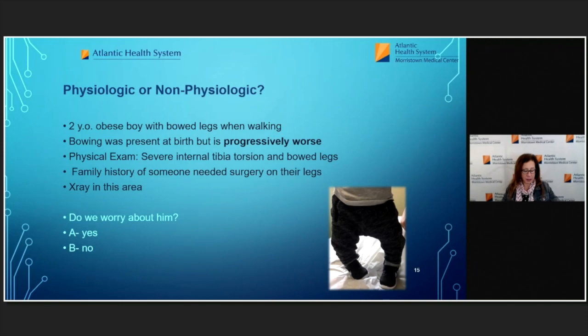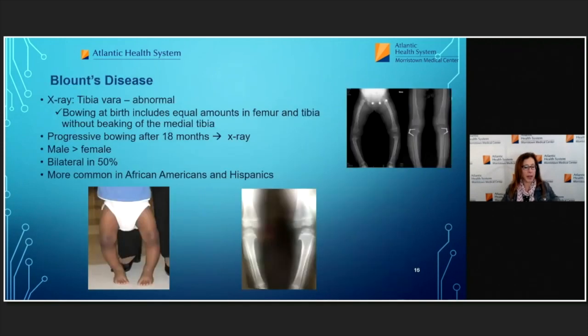And the answer is yes, we are going to worry about him. So here's a picture of the child who's got tibia torsion and Blount's disease. And the x-rays show medial beaking when the knees are pointing straight ahead. And any child that's over 18 months where we see progressive bowing needs an x-ray. Bowing at birth that's physiologic includes both the femur and the tibia as being bowed, but in this case, it is just the tibia, and we have beaking medially.